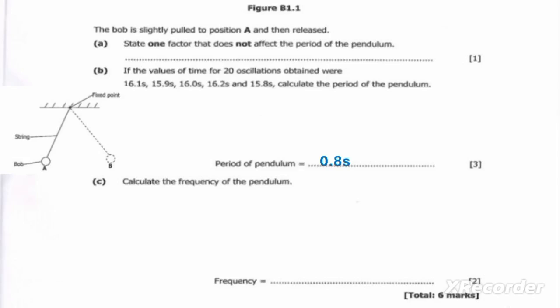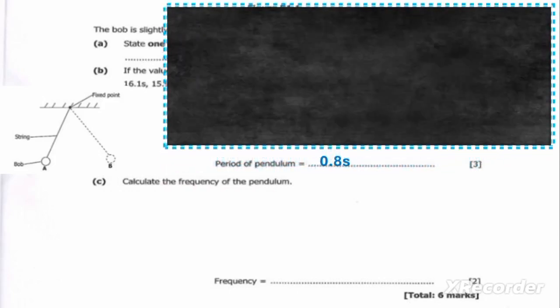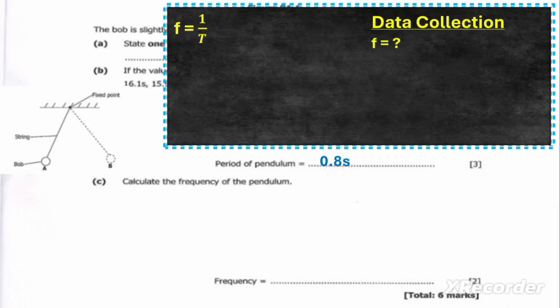We move to the next question, which is the last part of the first question, question C. Calculate the frequency of the pendulum. To find the frequency of the pendulum, we are going to say frequency of the pendulum is equal to 1 divided by period. Data collection. What have we been given according to our question? Frequency is what we are looking for.